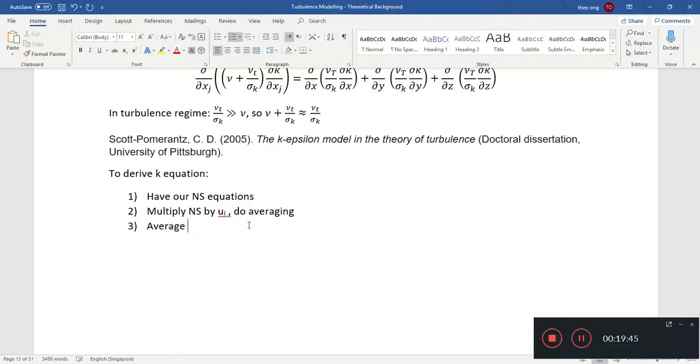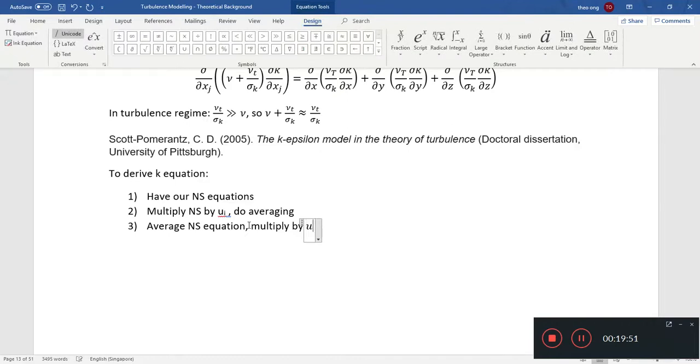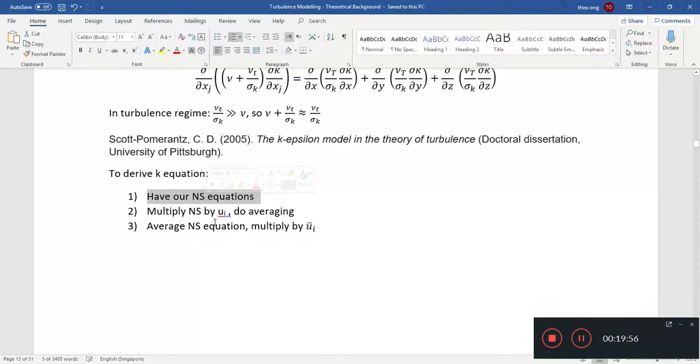Average the Navier-Stokes equation, multiply by U bar i. So we have our general Navier-Stokes equations; we multiply it by Ui and we do averaging. The second one is to average our Navier-Stokes equation first, and then multiply it by Ui bar. So this will give you one set of equations, and this will give you the second set of equations.